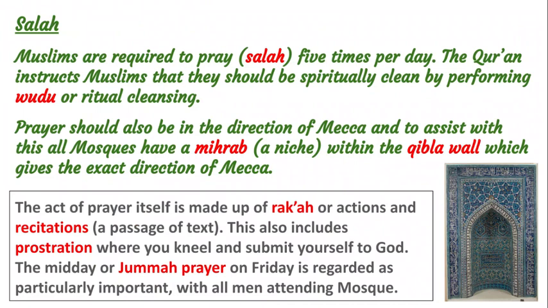Right, so let's have a look at these individually. The first is Salah, and Salah is the requirement to pray 5 times per day. The Quran instructs Muslims that they should be spiritually clean before performing prayer, and so they should undertake a process of ritual cleansing called wudu. Prayers should also be in the direction of Mecca, and to assist with that, all mosques have a mihrab, which is basically a niche within a wall. So if you don't know what a niche is, it's just a hollowed out section. It's within the Qibla wall, which gives the exact direction of Mecca.